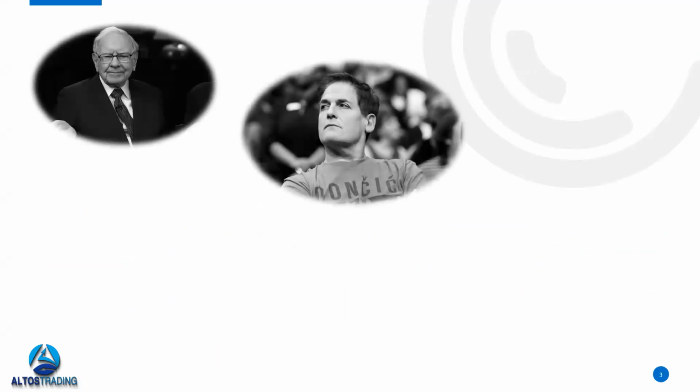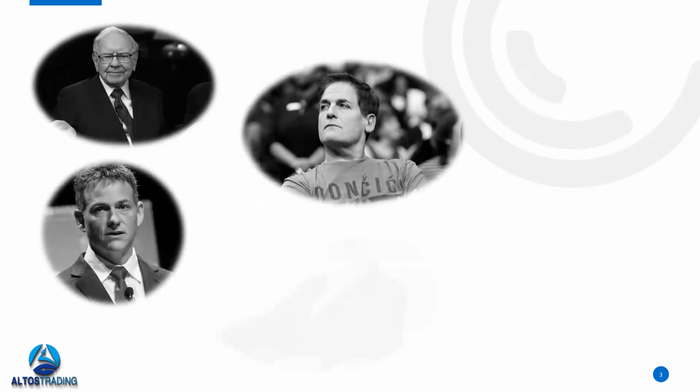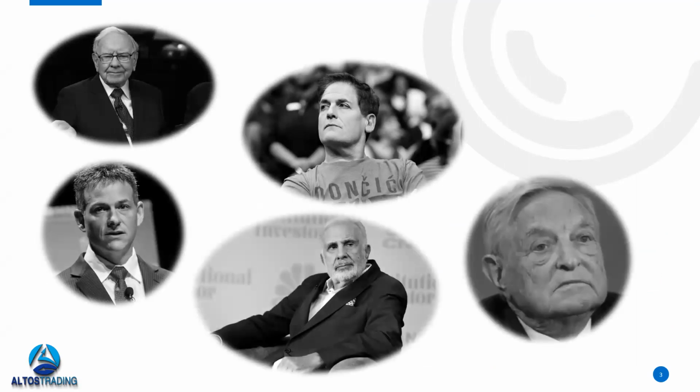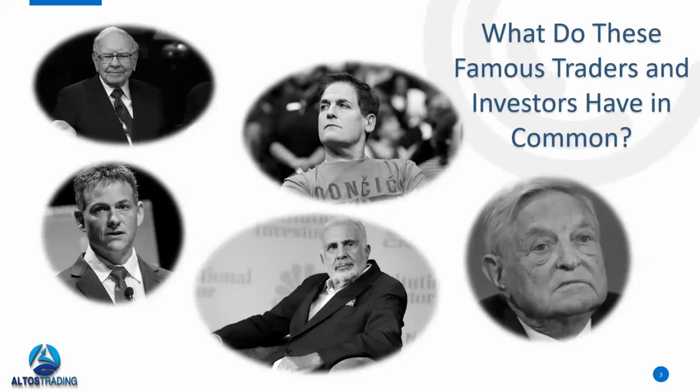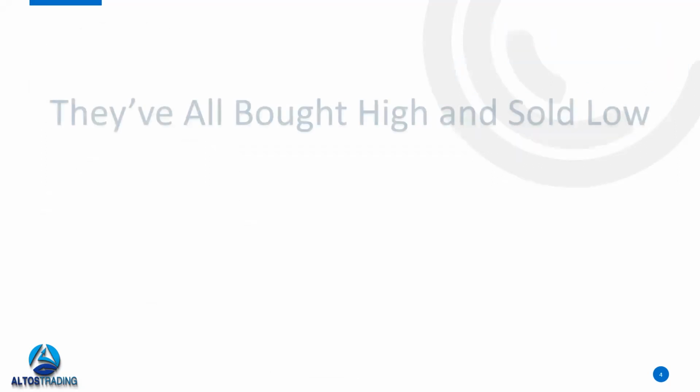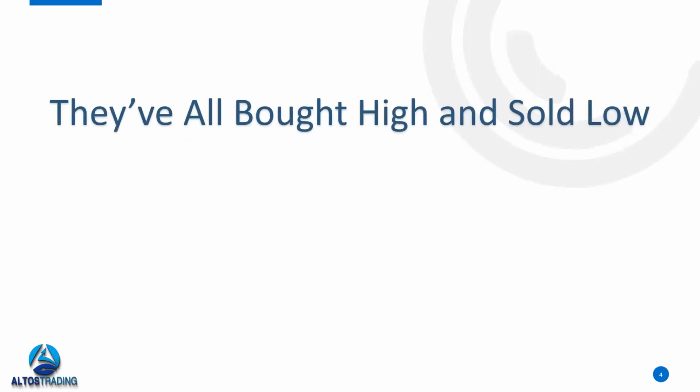All right, so let's start out by looking at some common faces: Warren Buffett, Mark Cuban, Carl Icahn, George Soros. So these are probably familiar to many of you out there. They're all famous investors. They've all done very well in the markets over long periods of time. So they have that in common. But they actually also have something in common that you might not imagine or might not guess. And that's actually that they've all made bad trading decisions. They've all bought high and sold low.